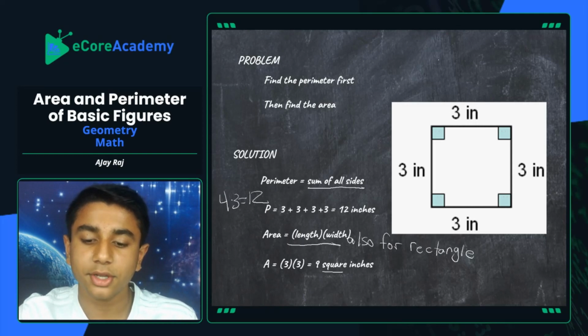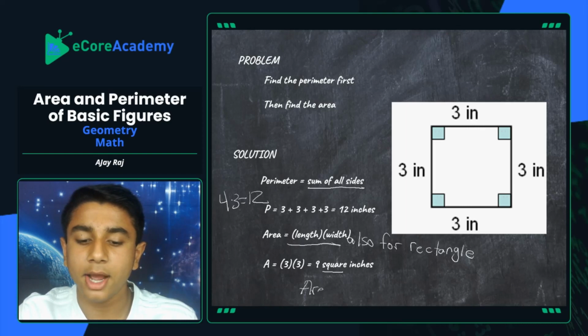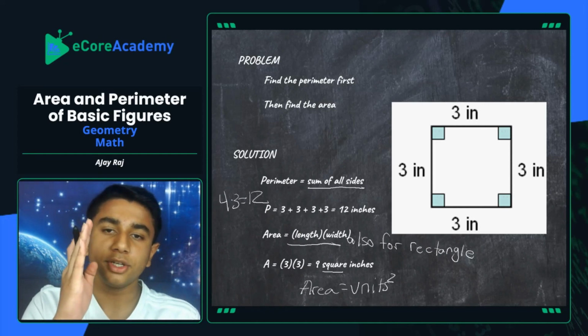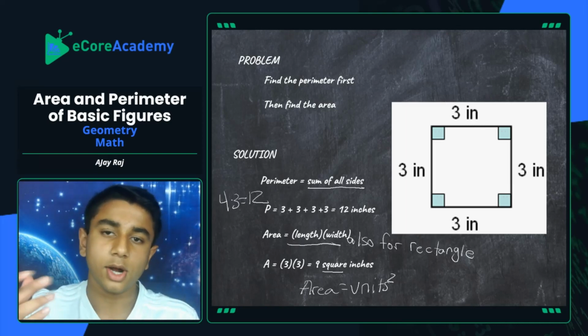And the reason I say square inches is because when you have area, it equals the amount of units, which is basically the amount of space a figure takes up, squared. Since it's not just one linear dimension, it's actually a whole squared dimension. It's a quadratic dimension.